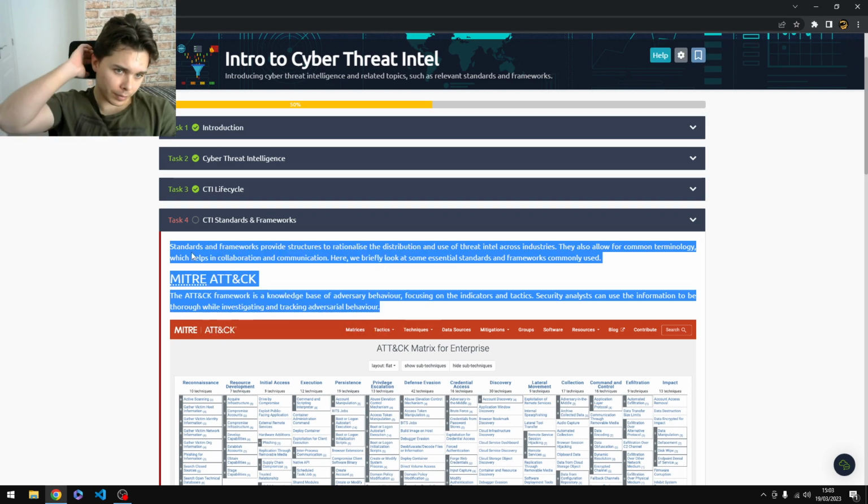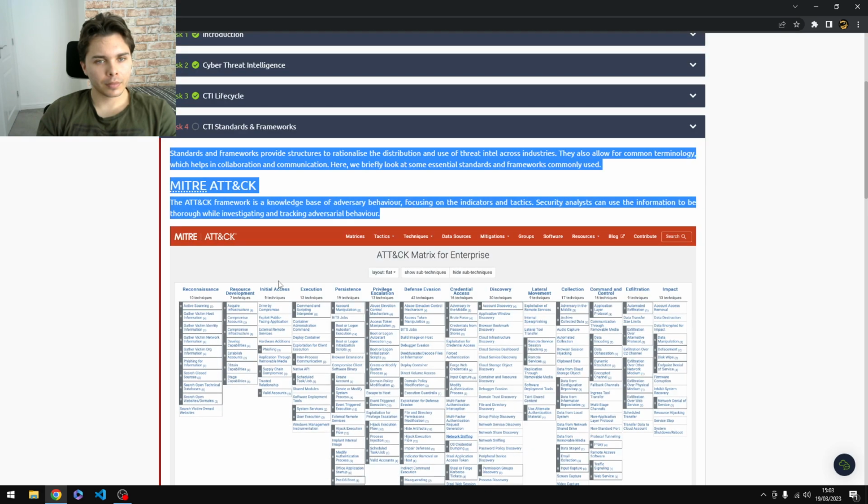Standards and frameworks provide structures to rationalize the distribution and use of threat intel across industries. They also allow for common terminology, which helps in collaboration and communication. Here, we briefly look at some essential standards and frameworks commonly used.